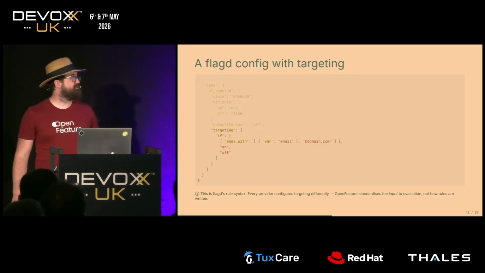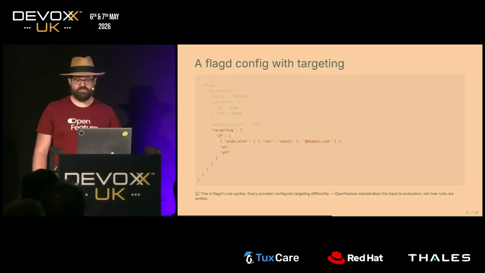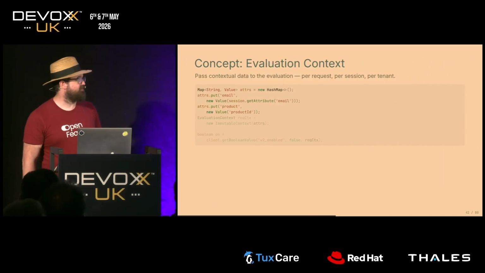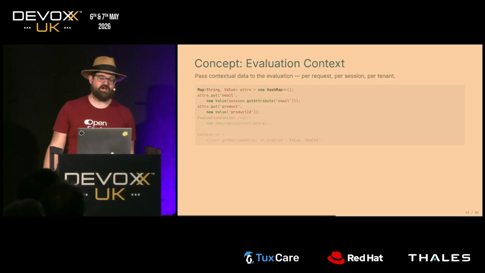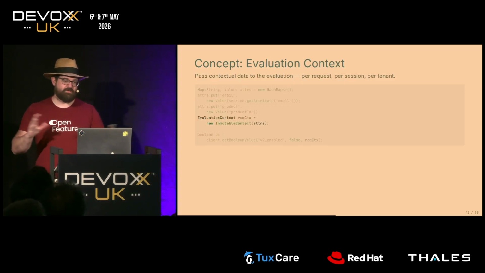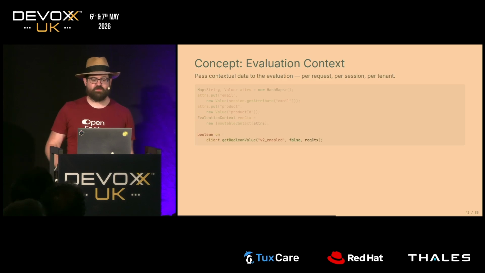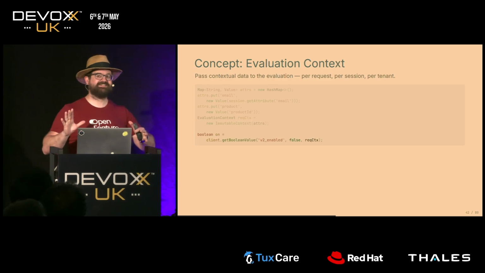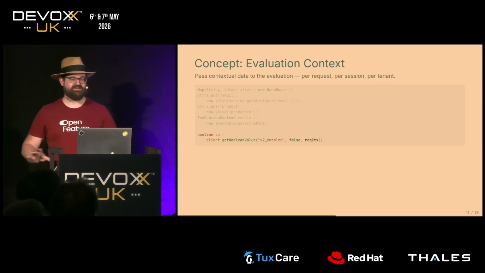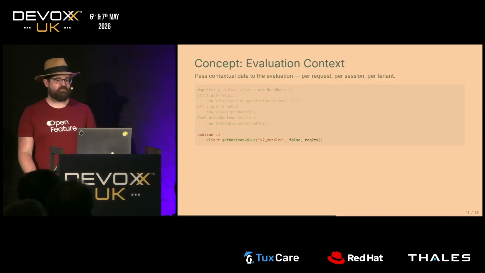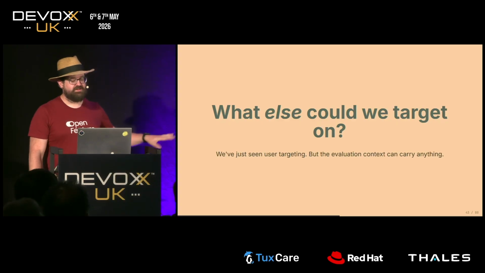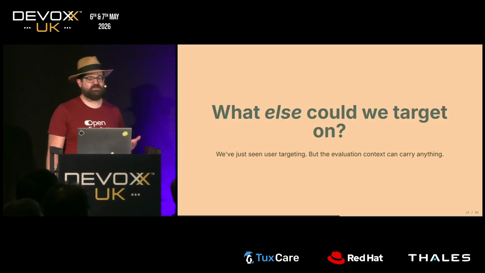The only thing we need to do is somehow provide the so-called evaluation context to it. And that's the third concept I want to talk about. And this is actually quite easy. In Java, it's a hash map, which we're wrapping into an object, and we can provide it as a third parameter to the feature flag evaluation. Okay. That's easy. Now we can do that for user targeting, and that's quite powerful. But think about what else we can do. So we have seen user targeting, but what about other properties in the evaluation context?